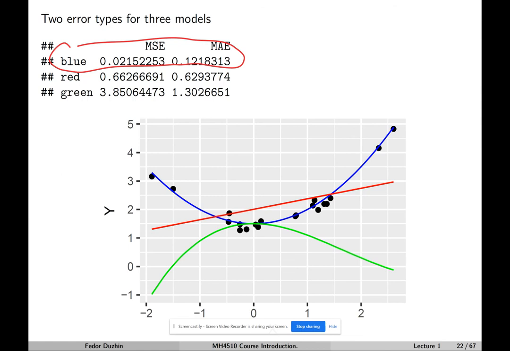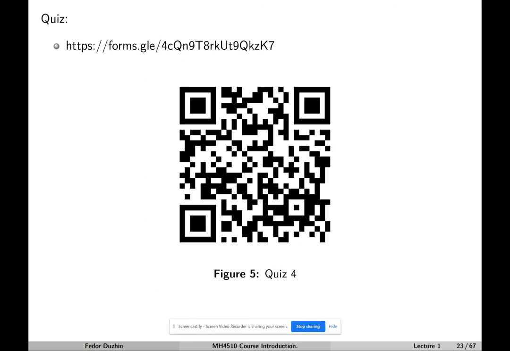So what I want to say is that the measure of how much a model deviates from data, or a measure of goodness of it, depends on the choice of the error function. And here is a little quiz for you.